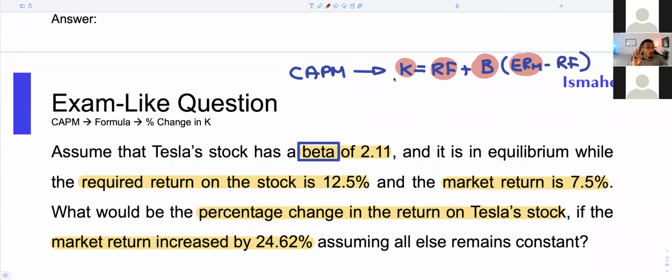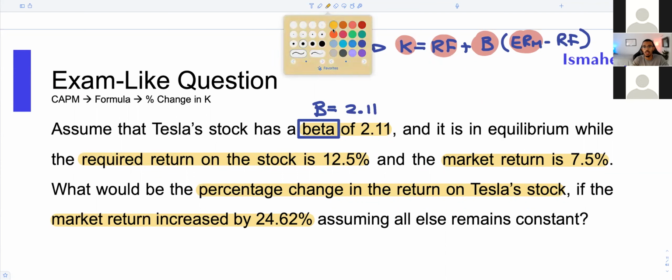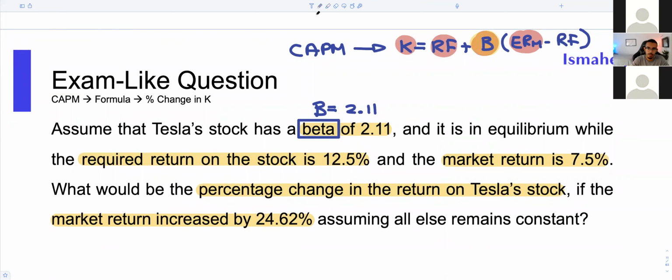There's quite literally only 4 things that we need to look for. So what you could do is start by looking for those variables in our question, and then we're going to see whether we're missing anything or not. In this case, we know that our beta is going to be equal to 2.11. If you were practicing, you would say, oh, I already have my beta. Let me highlight that in yellow.